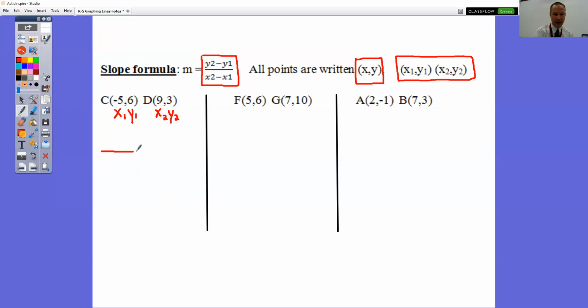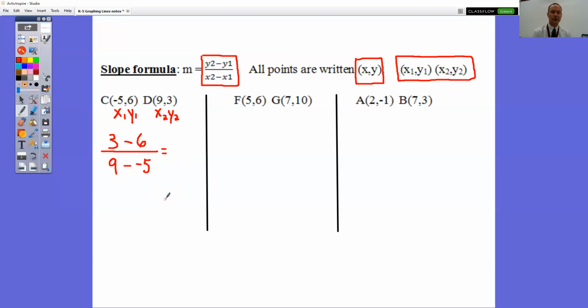Now that you figured out your x's and your y's, your ones and your twos, what you want to do is draw a fraction bar and put your 2 minus signs. That fraction bar and those 2 minus signs come from this formula. Those are always there. Now the formula says y2 minus y1. Our y2 value is 3. Our y1 value is 6. So going across the top, we have 3 minus 6. Going across the bottom, we have x2 minus x1. Our x2 value is 9. Our x1 value is -5. So here we have 9 minus -5.